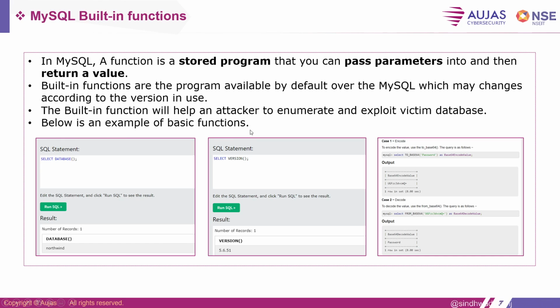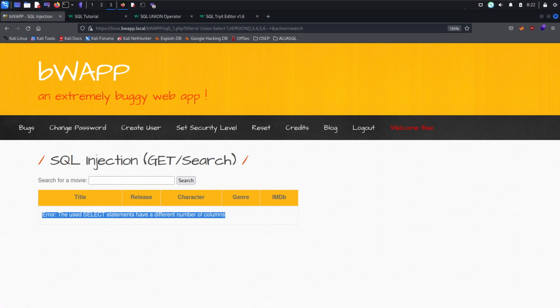Below is an example of some public functions. Those functions really help an attacker perform various kinds of activity, like enumerating the current database name, or enumerating more information about the server or the backend system it is running on, and so on. So let's take it practically, so you will get a much better understanding.